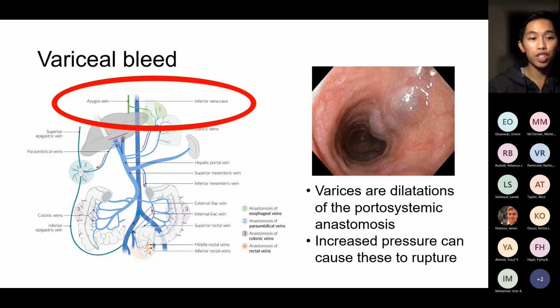Now, there are certain points in the GI tract where these two systems form connections called anastomoses. In these connections, it's usually low pressure. So, for example, up here we have the azygous vein and inferior vena cava, and they have esophageal anastomoses. These are usually low pressure areas. If for any reason the pressure in the systemic venous system or the portal system increases, then the pressure in these low pressure anastomoses goes up, which forms outpouchings called varices. And it's these varices that can rupture and cause the variceal bleed.